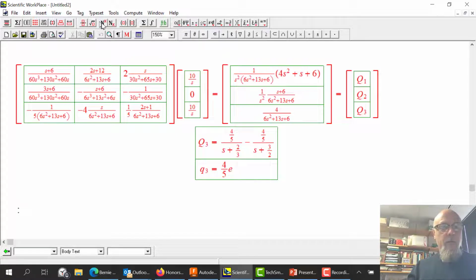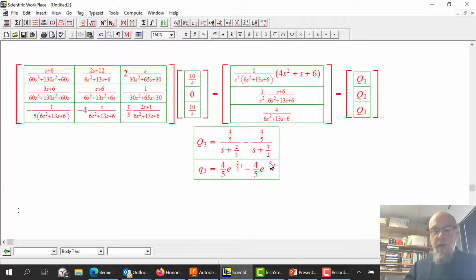e to the minus 2/3 t minus 4/5 e to the minus 3/2 t. And there's my Q3 function. I could likewise solve for Q2 and Q1. We could do partial fractions on each piece.